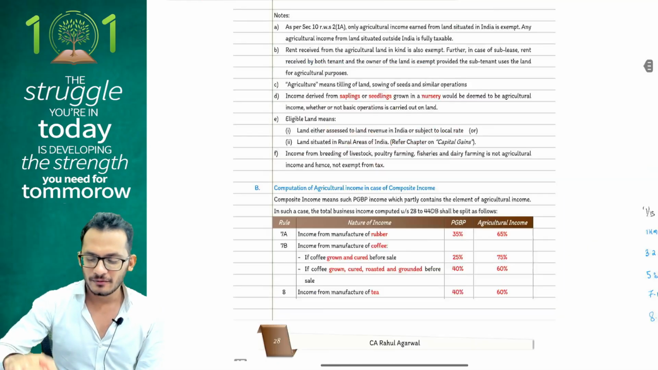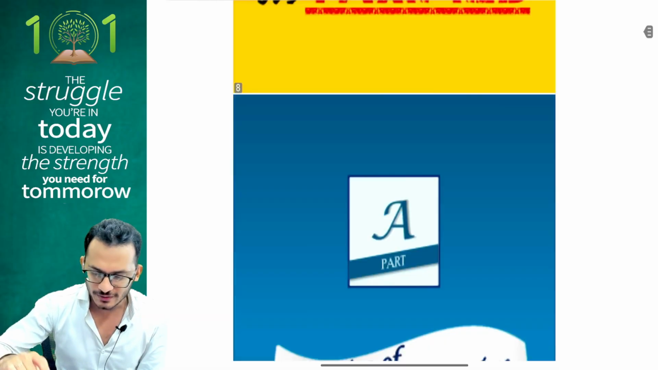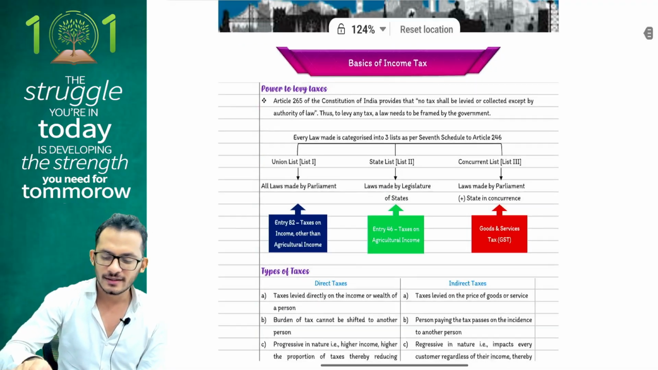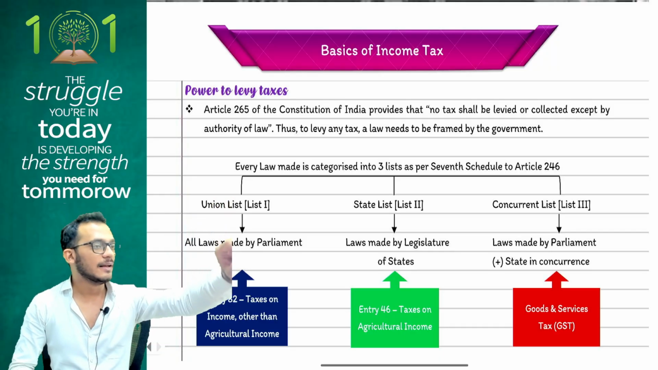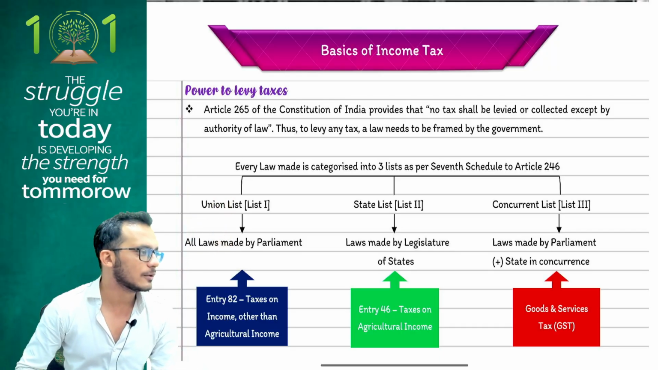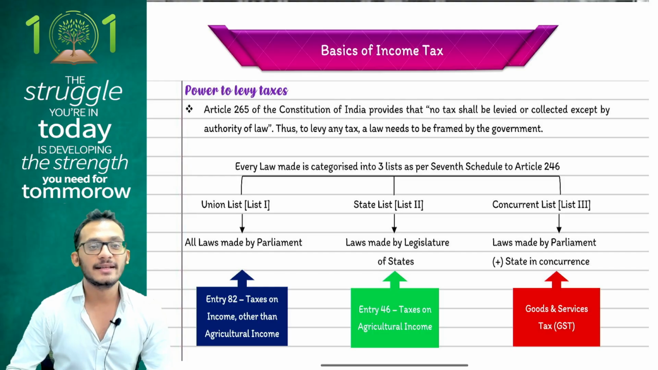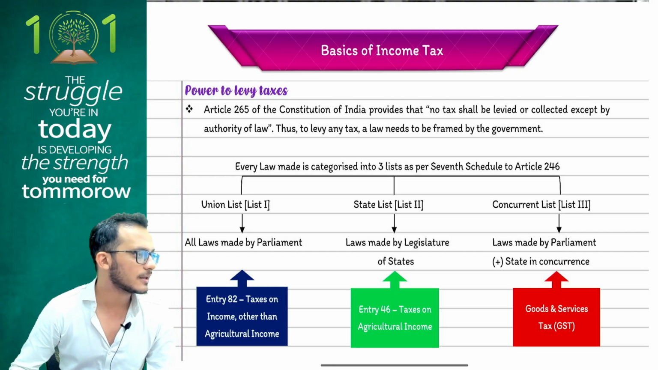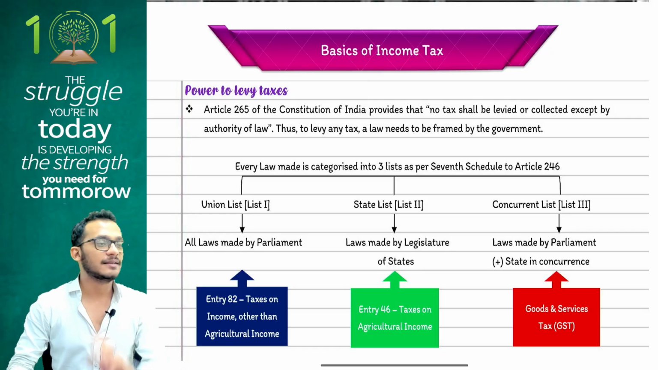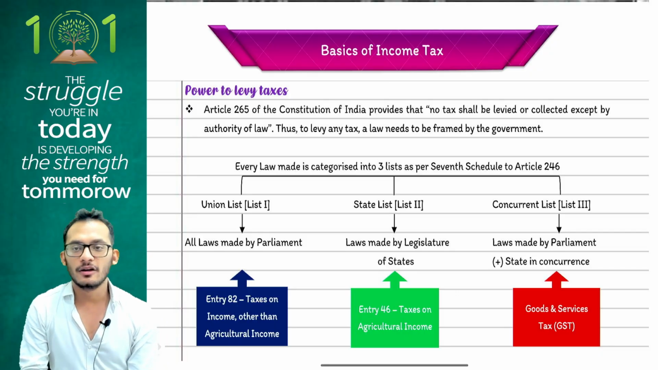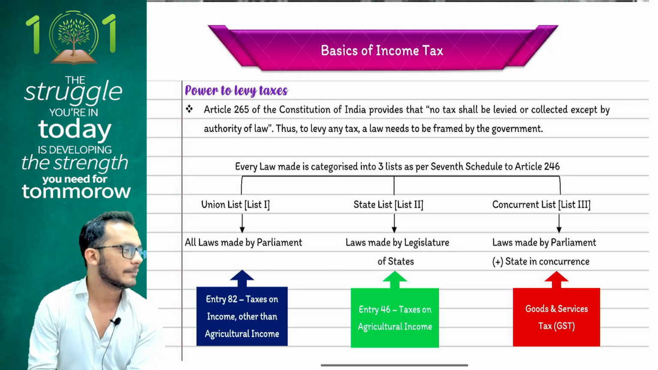Yes, from the top. From the top, we have been discussing that when it comes to computations, the first chapter that we discussed is basics of income tax. In basics of income tax, we told that any person who has to levy or collect taxes can only be the authority of law. Article number 265. If I have to collect taxes, it's article number 265. If I have to create a law, the article is 246. Income tax is sitting under central law. Agriculture is sitting under state law, and GST is sitting under concurrent law.